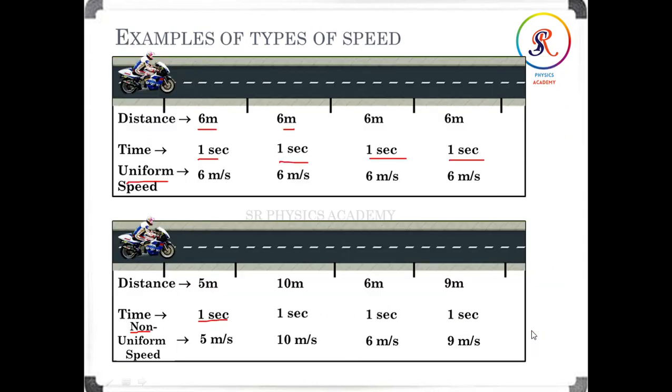Next, we have already discussed what uniform speed and non-uniform speed are. So now it's clear what uniform speed is: it is equal distance in equal intervals of time. And what is non-uniform speed? It is unequal distance in equal intervals of time.